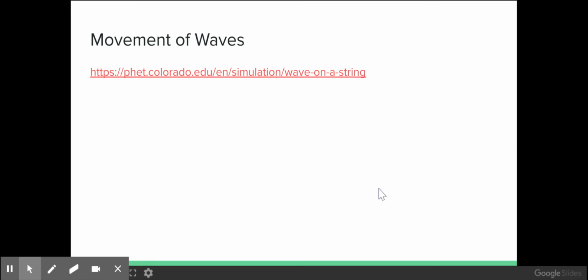I also have a simulation that's posted on Canvas that goes through the motion of a wave and how the wavelength is inversely proportional to the frequency. So if you'd like a visual to help you remember some of these concepts, you can pause the video and actually access this link on Canvas.